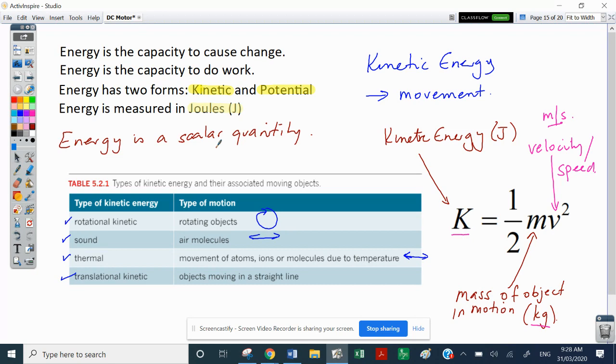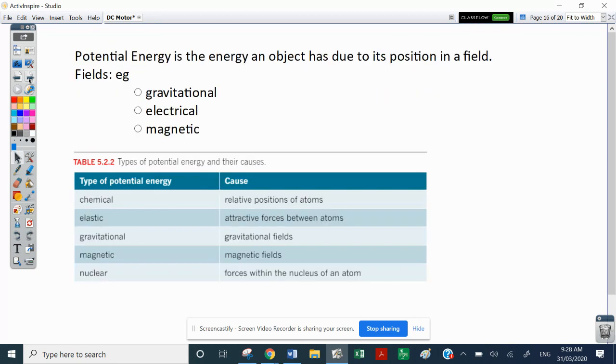They do not have direction, they just have magnitude. Okay, so let's have a look at the other form of energy, which, as we know, is potential. So potential energy is the other major category, and it's defined as the energy associated with an object due to its position in a field. And there are three major fields that are of interest to us. It is the gravitational field, the electrical field, and the magnetic field. We should recognize that these are the three fields that we associate with action at a distance.